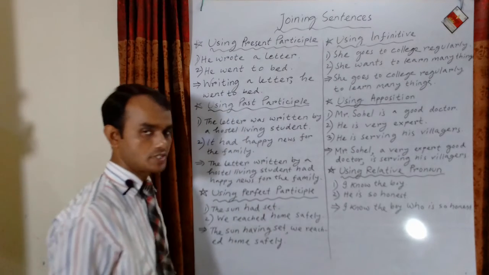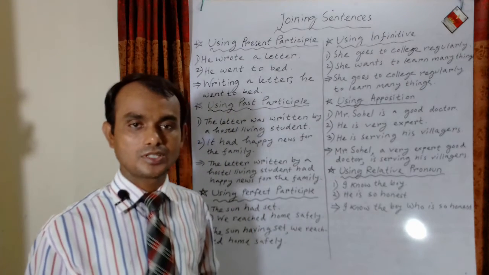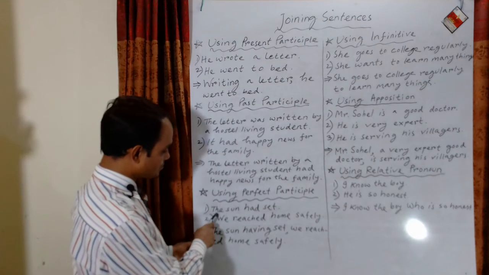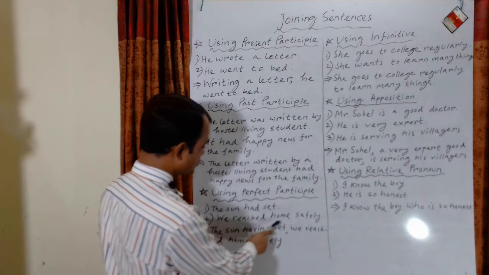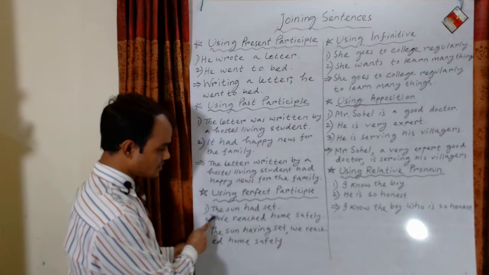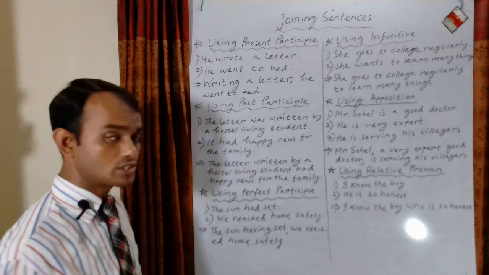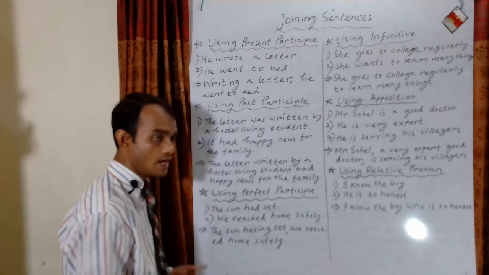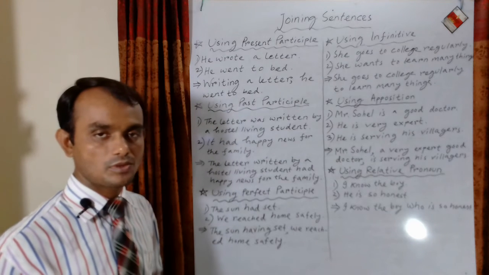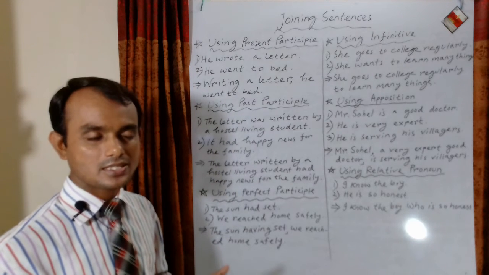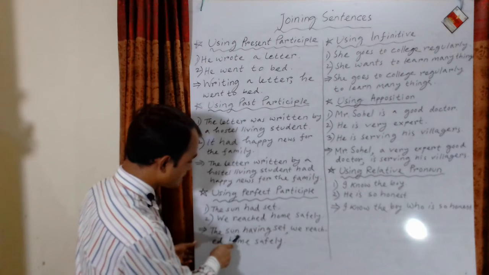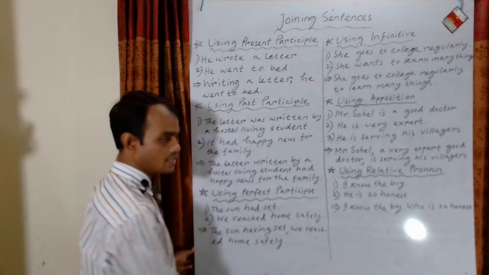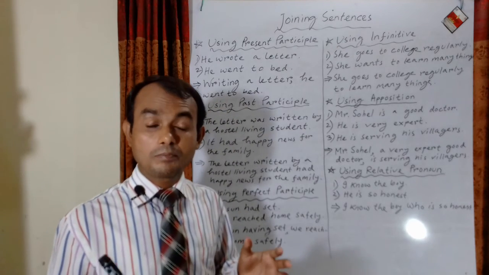Using perfect participle, you can use perfect participle to make one sentence from two or more simple sentences. For example, the son had said, "We reached home safely." These are two simple sentences. Now I am going to join these two simple sentences to make one. Okay. I have to use perfect participle. What is perfect participle? Having plus past participle of the verb. The son having said, "We reached home safely." Okay, having said. Having said is the perfect participle.